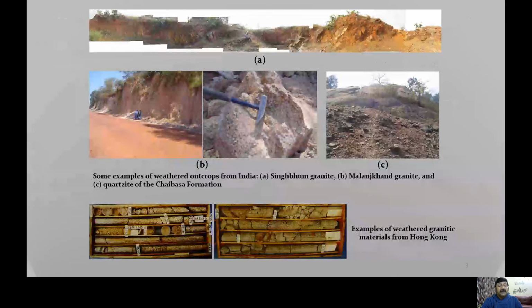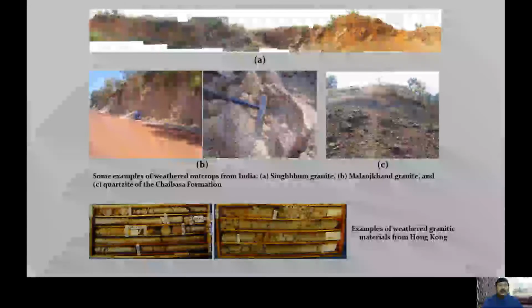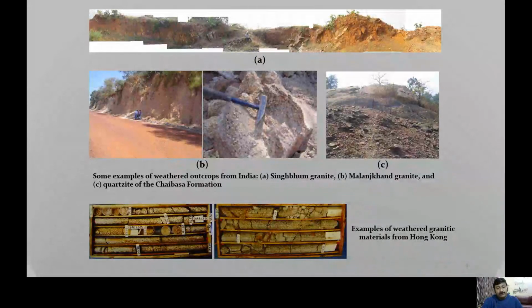So here are some examples of weathering profiles from India. For example, we can see here a weathering profile, a good outcrop of Singhbhum granite, Malanjkhand granite, and a quartzite from the Chaibasa formation. We also have here some weathered granitic materials which are from Hong Kong. So this is just to show you how the weathered rock materials look in the field, and also when the drill cores are retrieved.